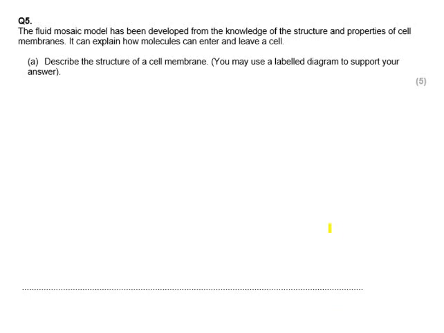Next question was about the cell surface membrane. So the fluid mosaic model has been developed from the knowledge of the structure and properties of cell membranes. It can explain how molecules enter and leave a cell. Describe the structure of a cell membrane. You may use a labeled diagram to help support your answer. And the majority of you have chosen to draw this when I marked your original. But if you chose to purely describe it, you can only get those marks if you actually refer to exactly where the molecules are. So I'll show you the mark scheme first, and then I'll show you a drawing that you could have done.